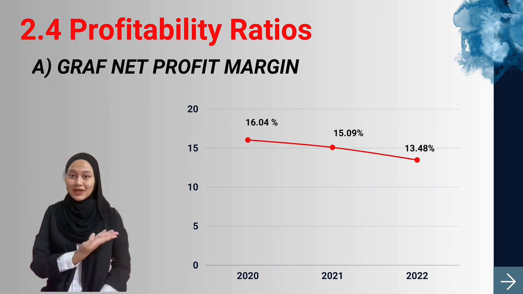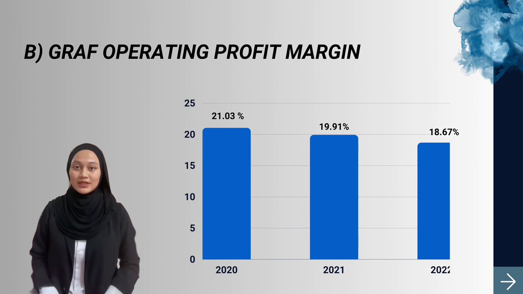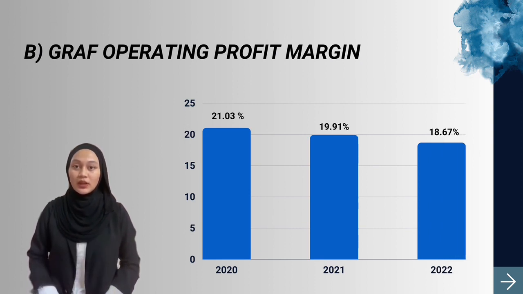So as you can see beside me, based on the graph from 2020 to 2021, the net profit margin decreased from 60.04% to 30.48%. My suggestion is the company can address the issue by supporting expansion, which is a successful long-term tactic for boosting the net margin. Next is operating profit margin. Based on the graph, operating profit margin is also getting decreased from 2020, which is 21.03%, to 2022, when the OPM is 18.67%.